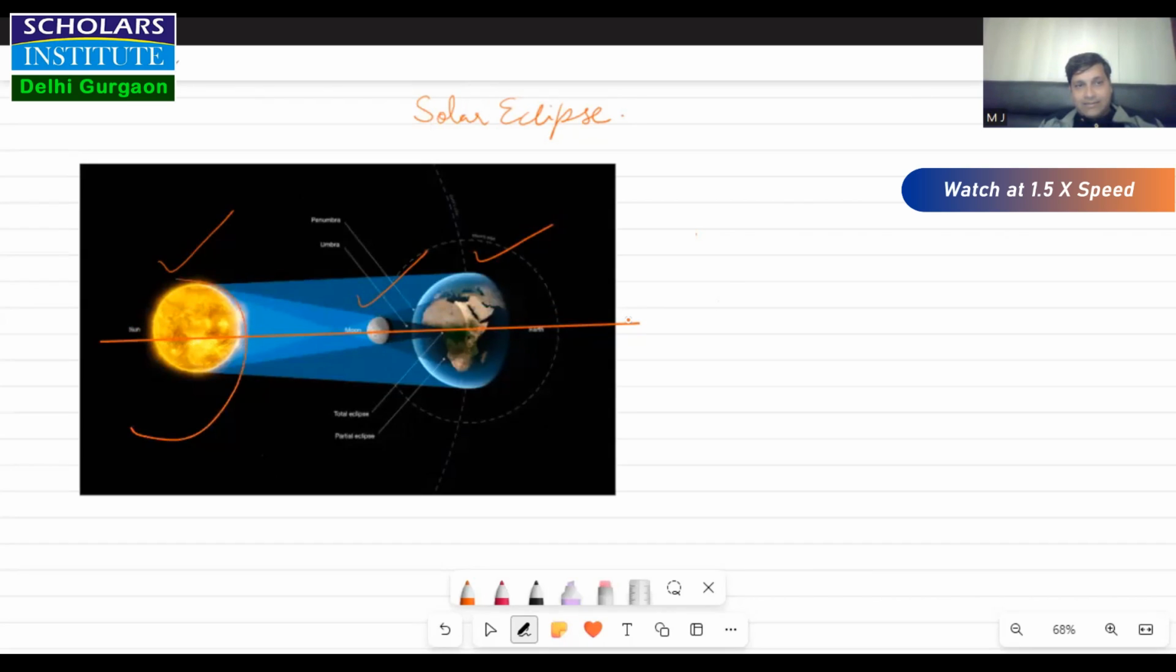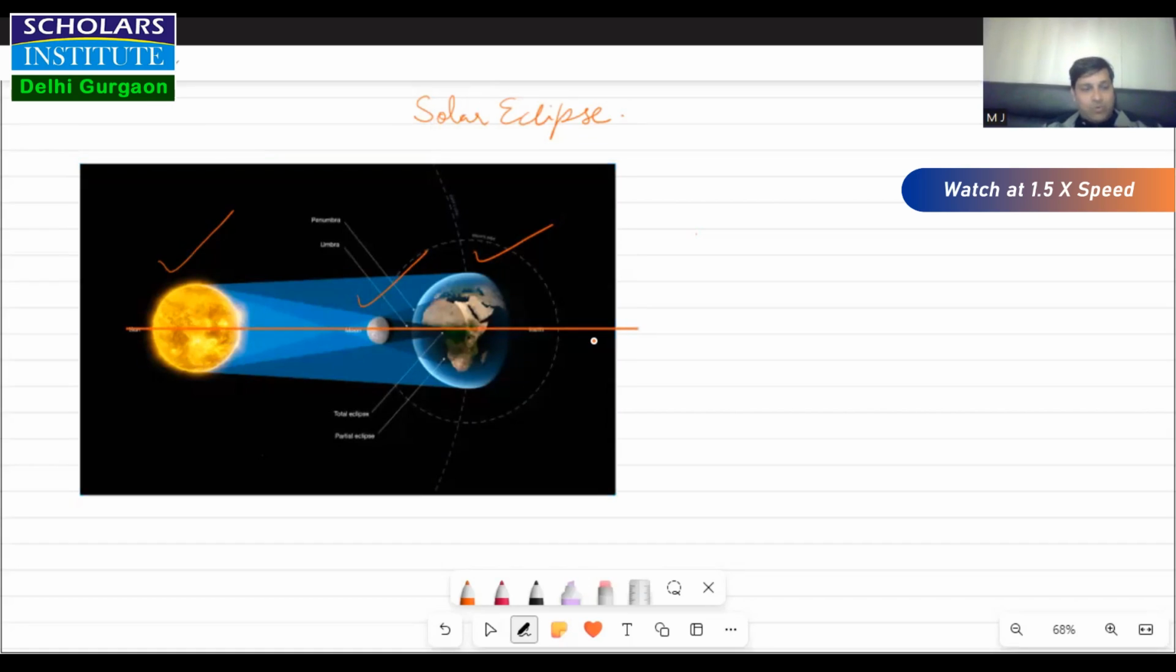There is the sun, this is the moon, and this is the earth. When they are in the same line like this, the shadow of the moon falls on the earth.